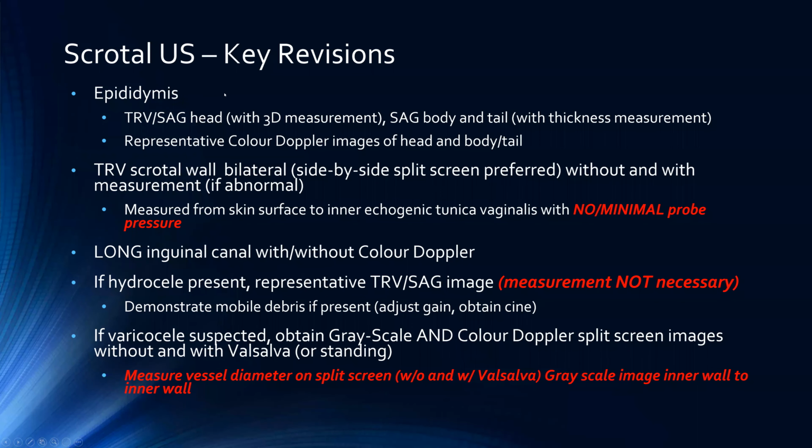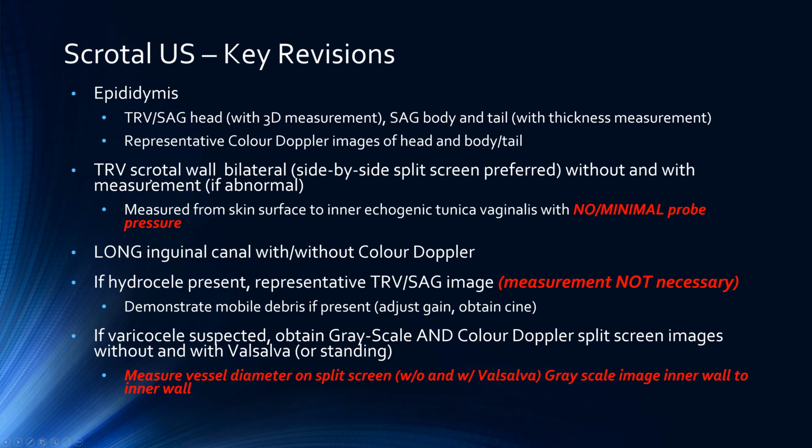And then the remainder of the scrotal examination, similar to what we're already doing generally, is your transverse and sagittal images of the epididymal head, a couple of representative sagittal images of the body and tail, with a thickness measurement of the thickest portion of the epididymis, and allows for side-by-side comparison of those two structures, and then representative color images of the head and body and tail being done at the same time as those grayscale images.